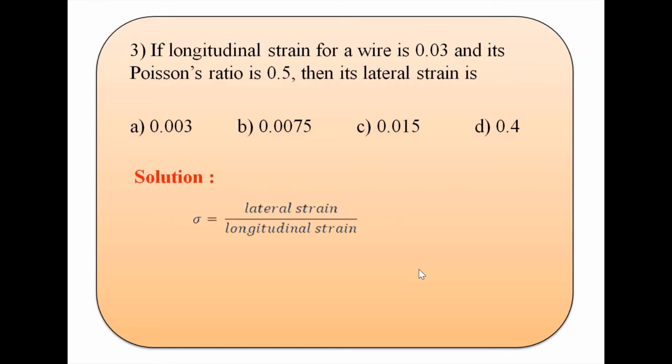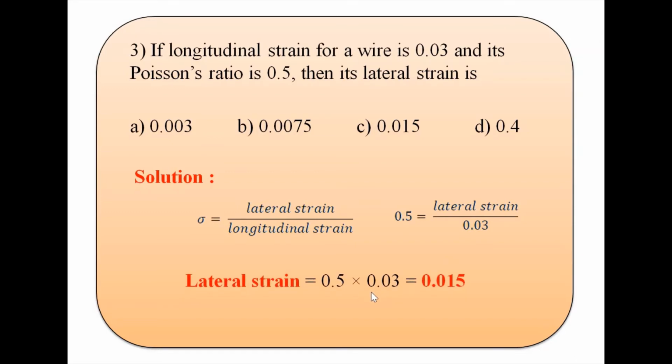First, we have to write the formula for Poisson's ratio. It is the ratio of lateral strain divided by the longitudinal strain. So putting the values in this equation, sigma, that means 0.5, is equal to lateral strain divided by 0.03. Taking the lateral strain term outside, we get lateral strain is equal to 0.5 into 0.03. So simple multiplication, we get the final answer: it is 0.015. That means here option C is correct. Let's see next objective.